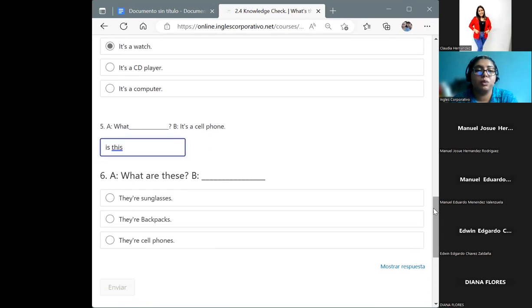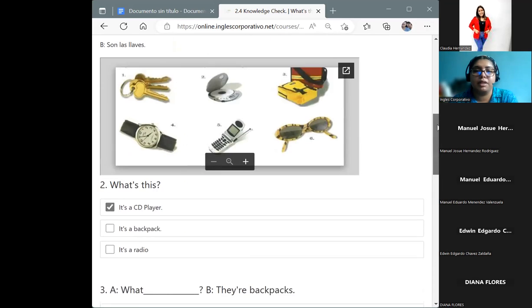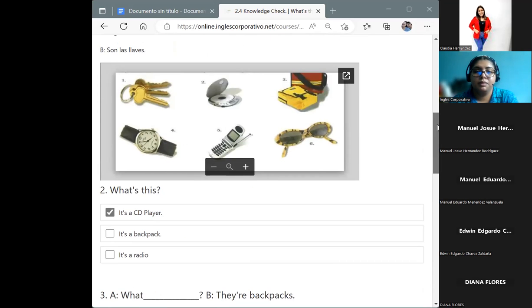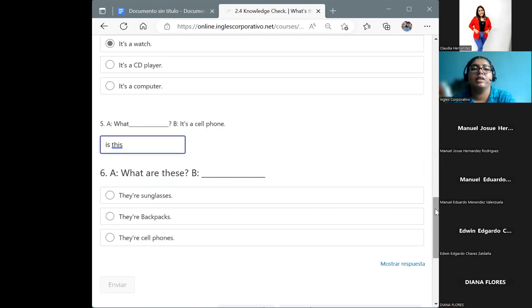Next one. What are these? Number six. Look, and what are these? They are sunglasses, backpacks, or cell phones. They are sunglasses. Okay.